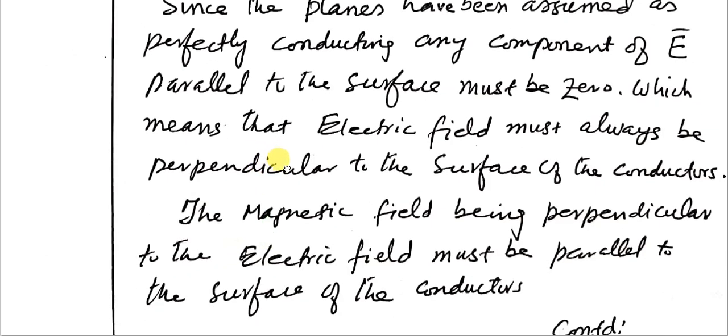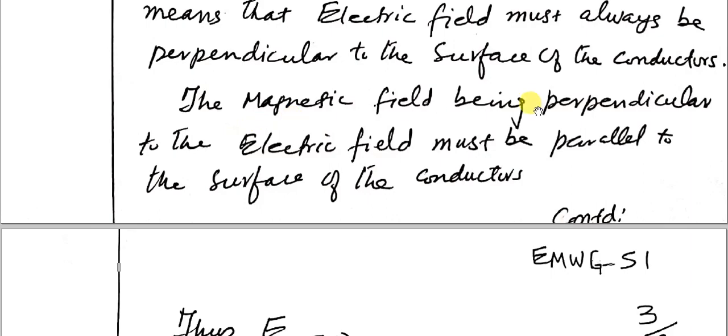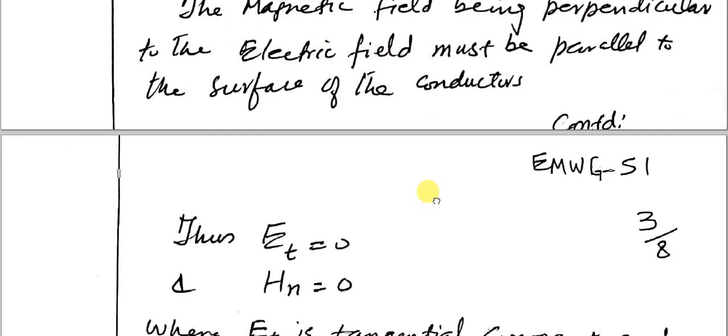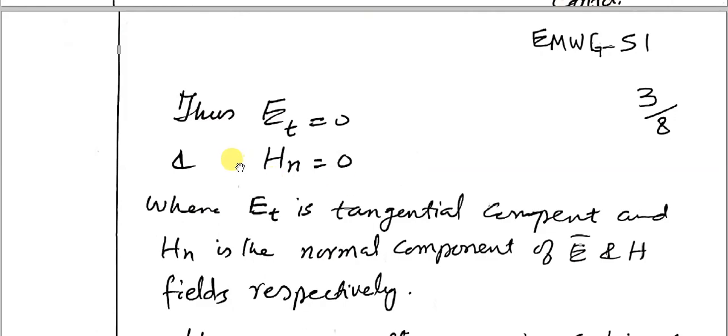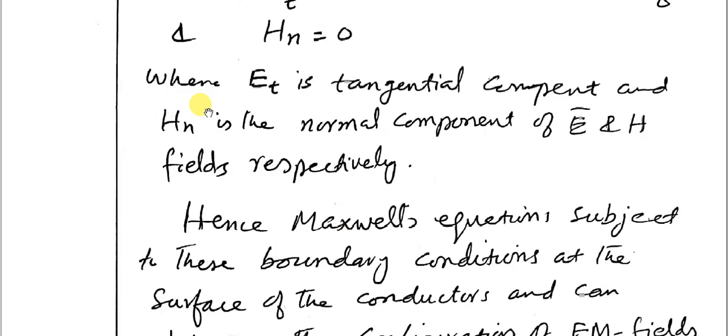With E perpendicular to the surface of the conductors, the magnetic field, being perpendicular to the electric field, must be parallel to the surface. So the H field will be parallel to the surface of the conducting plane. These are the boundary conditions: the tangential component of E will be equal to 0, and the normal component of H will be equal to 0. So there will be a normal component of E and a tangential component of H, where Et is the tangential component and En and Hn are the normal components of the E and H fields respectively.